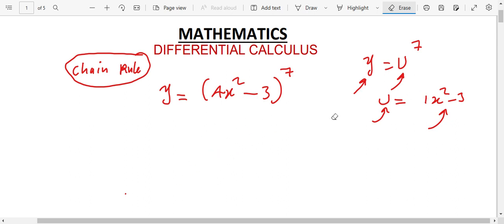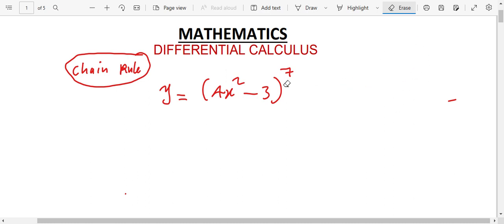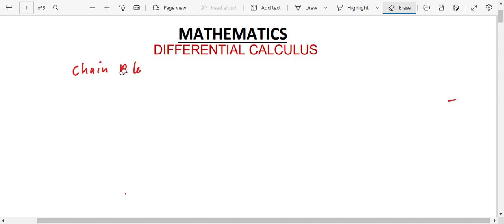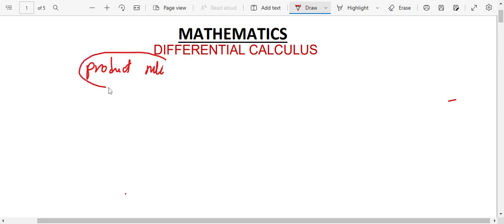Apart from that, we have got the product rule. If you're talking about integration, you're going to talk about differentiation, I mean integration by parts. It comes from the product rule. Integration by parts comes from the product rule, so you need to know it so that as we talk about integration, you will see how the by parts comes about.